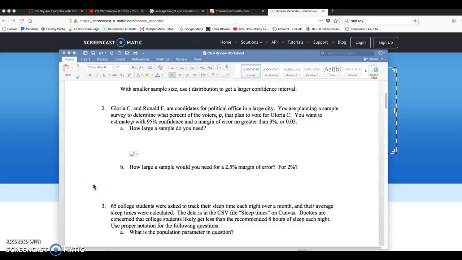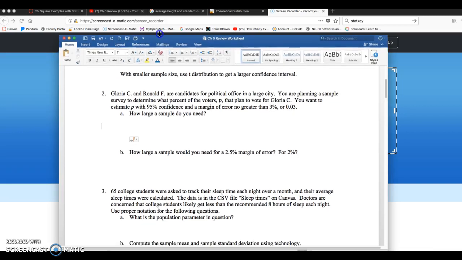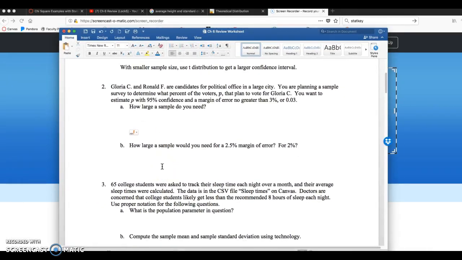Hello, we're looking at a review worksheet, review problems from Chapter 6 in the Lock5 Statistics textbook, Unlocking the Power of Statistics. And we're looking at question number 2. Say Gloria and Ron are candidates for political office in a large city. And imagine you are working for Gloria's campaign, and you want to determine what percentage of voters, p, plan to vote for your candidate Gloria. You want to estimate that population proportion with 95% confidence and a margin of error of no greater than 3%.